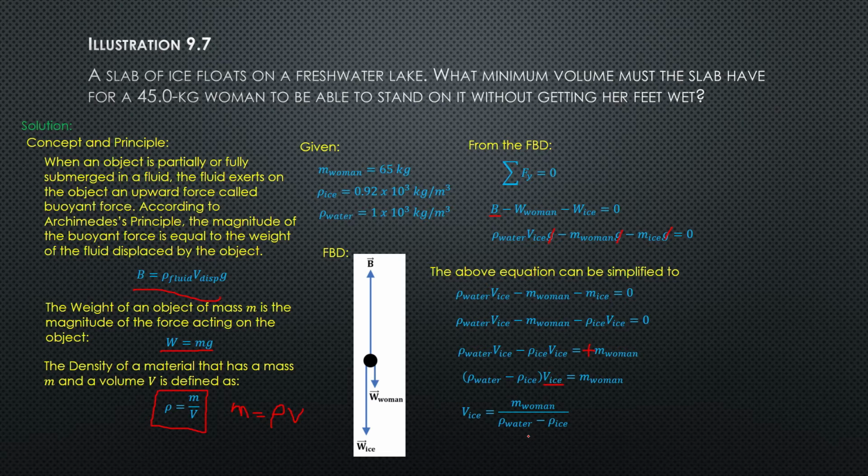So from this equation, we can now substitute the numerical values of the mass of the woman, the density of water, and the density of ice. So that gives us the volume of the ice will be equal to the mass of the woman, which is 65 kilograms, divided by the density of water, which is 1000 kilograms per cubic meter, minus the density of ice, which is 920 kilograms per cubic meter. So simplifying this, you'll have a volume of ice of 0.8125 cubic meter.